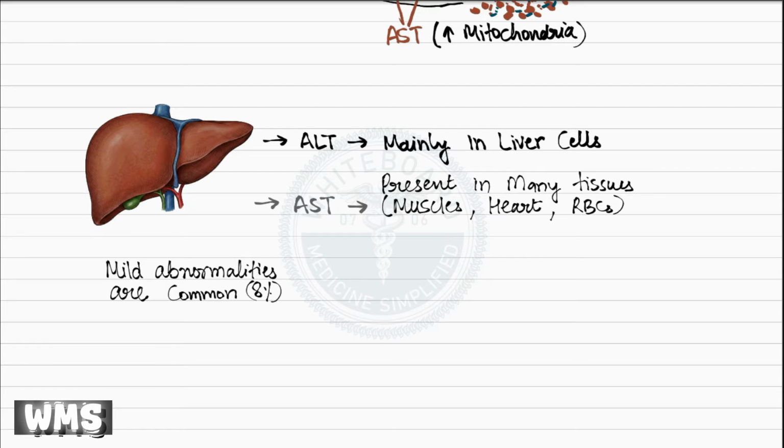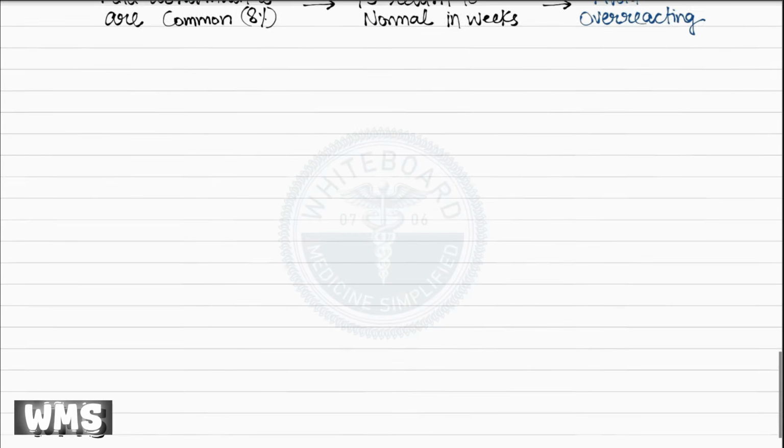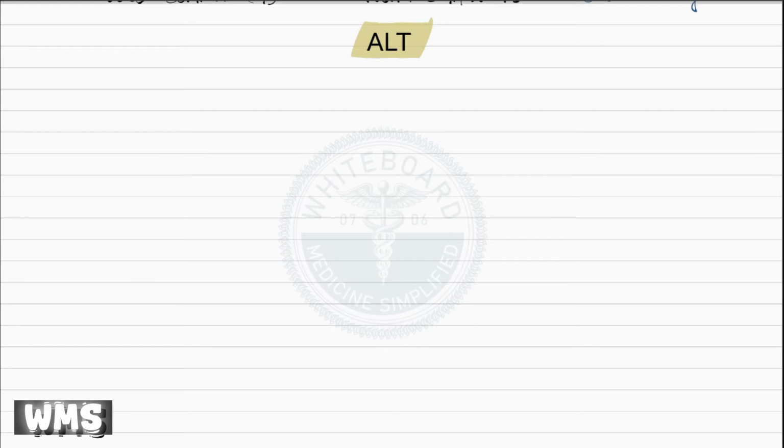Around 8% of people may show elevated values, and importantly, many of these are temporary, with up to 1/3 returning to normal within a few weeks. So not every abnormal report means serious disease. That's why we should avoid overreacting to a single borderline value. Now, let's look at each of these enzymes individually, starting with ALT.